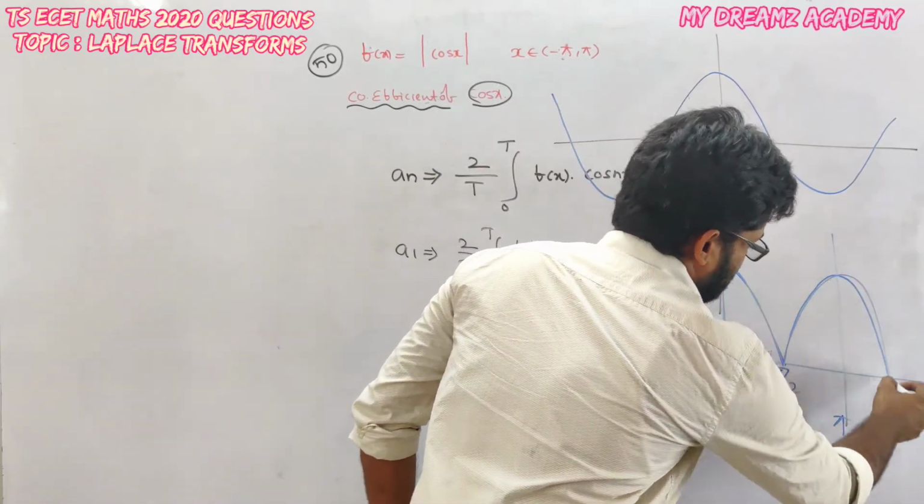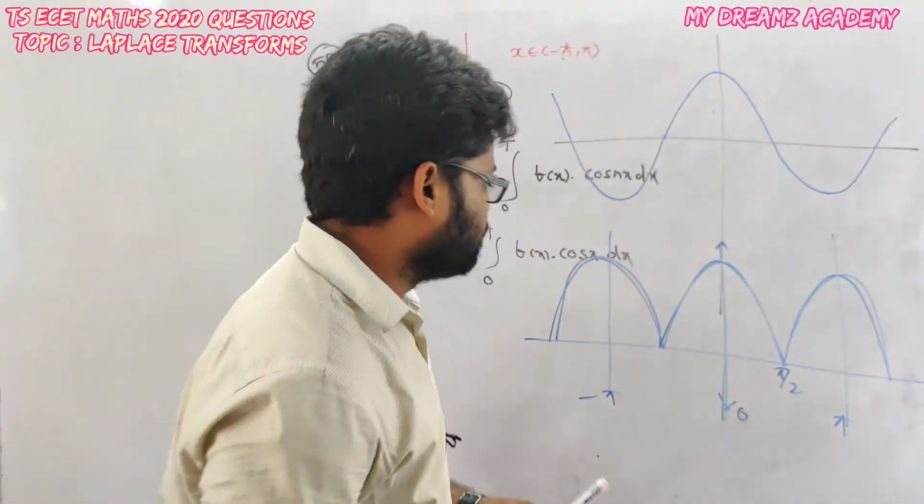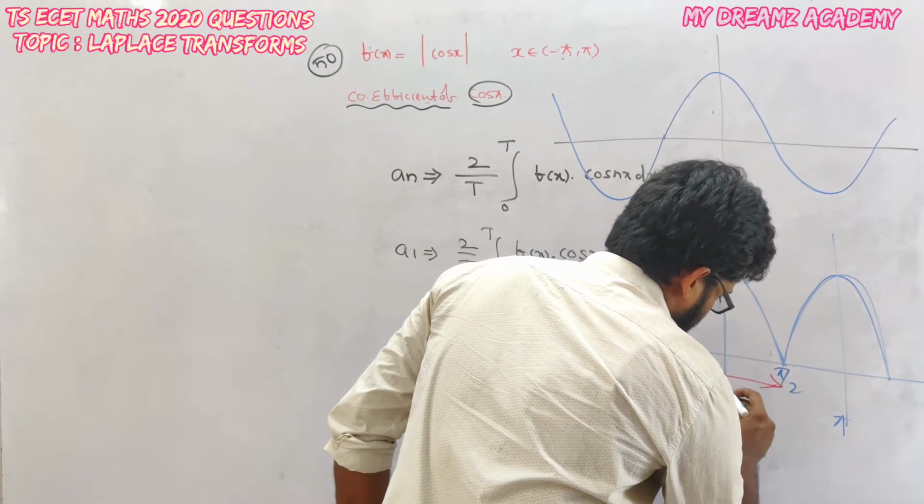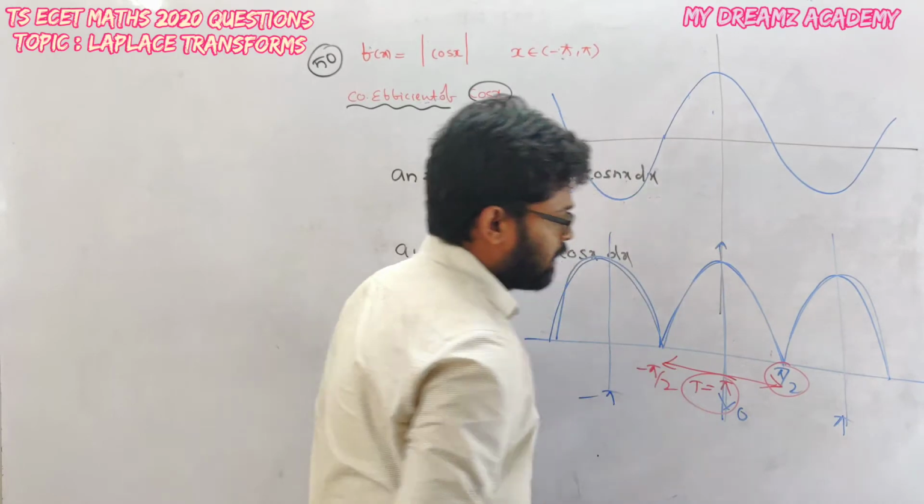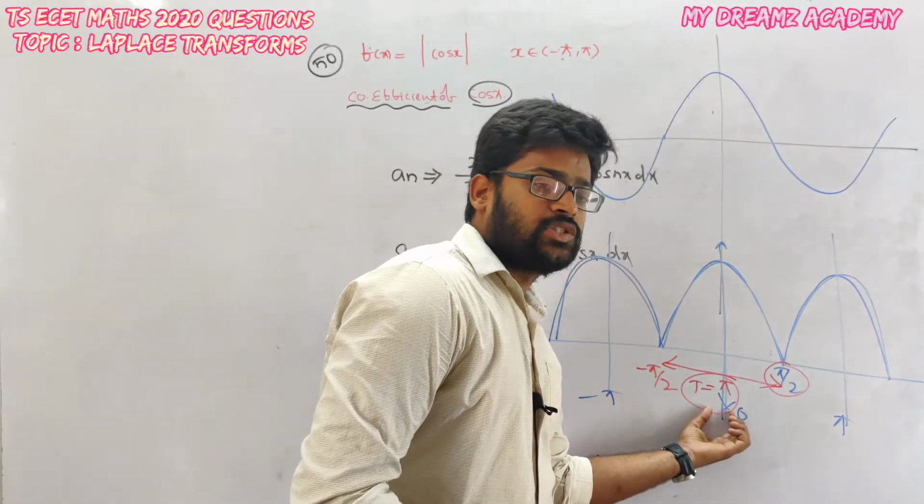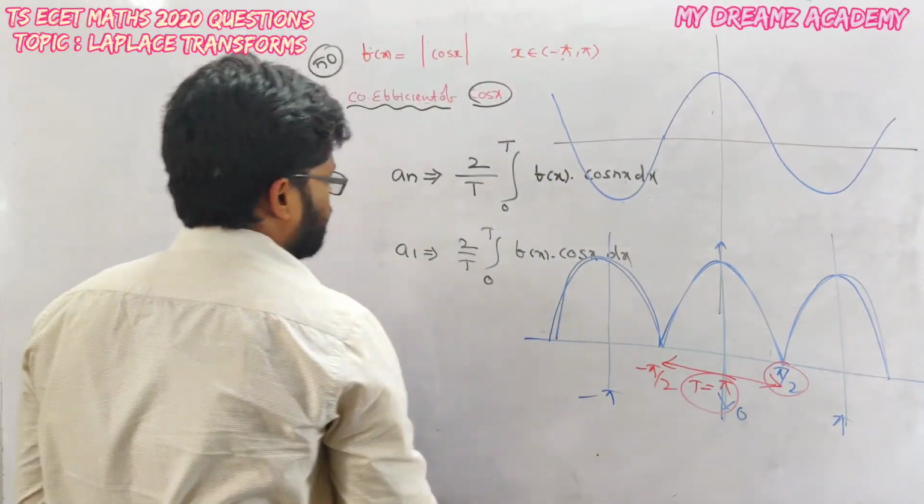Now what is the time period of this given function? The time period of the given function becomes T. T is equal to pi by 2 minus minus pi by 2, so the new time period is T equals pi. With T equals pi we need to solve the given question.